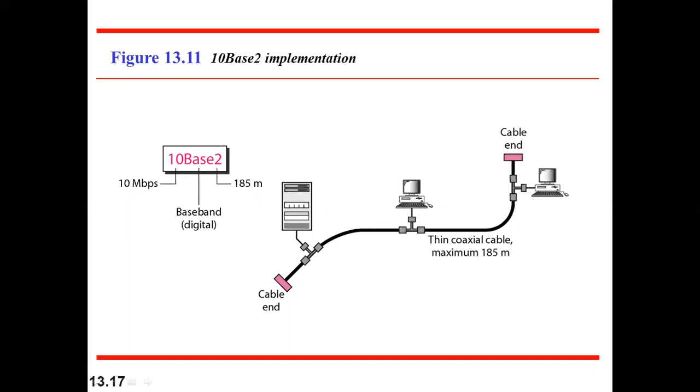And this is much thinner as well as more flexible. The cable can be bent to pass very close to the stations. It can bend in any direction. In this case, the transceiver is normally part of the network interface card, known as the NIC card, which is installed inside the station itself.